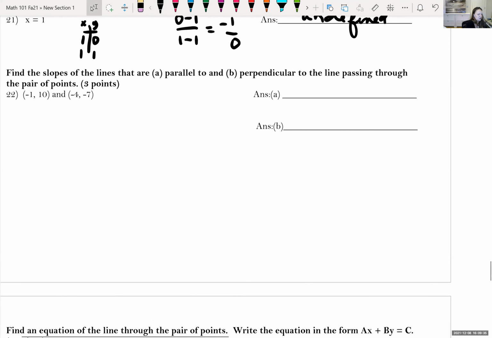Okay, so we want to find slopes of lines that are parallel and perpendicular to the line passing through the pair of points (-1, 10) and (-4, -7). So why don't you try that really quickly and see if you can find the parallel and perpendicular slopes for those 2 points. Pause the video.